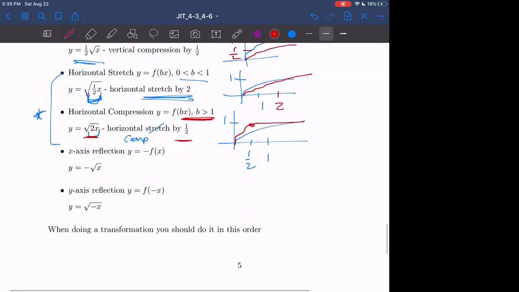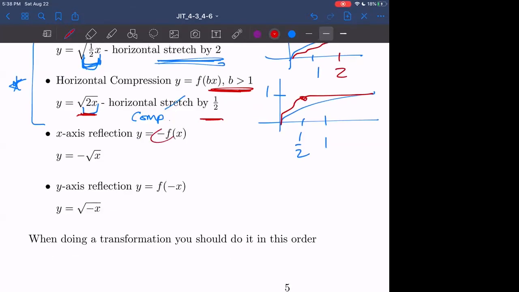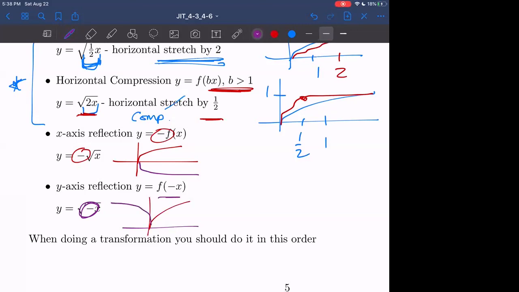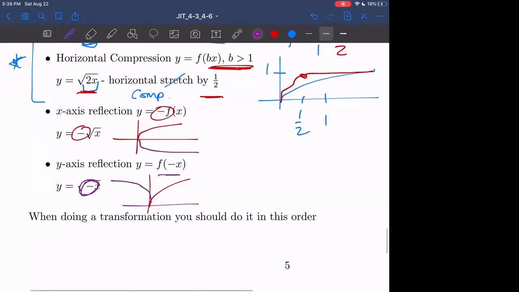And then lastly, we've got reflections. So if we are multiplying by a negative outside of our function, that tells us we're going to do an x-axis reflection. Okay, so if this was our original, we're going to reflect it about the x-axis. If we are multiplying by a negative on the inside of our function, that's a y-axis reflection. Okay, so if this was our original, here would be our reflected. So just flipping it across the y-axis.